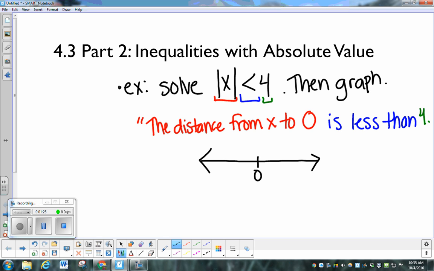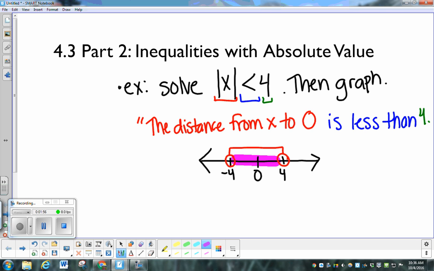So we know that from 0 to x, the distance has to be less than 4. So maybe it's 4 units this direction or less. Maybe it's 4 units in this direction from 0 or less. So we know that either way, the distance from x to 0 must be less than 4, so it must be somewhere in here. You could also use a highlighter to do that graphing right there.